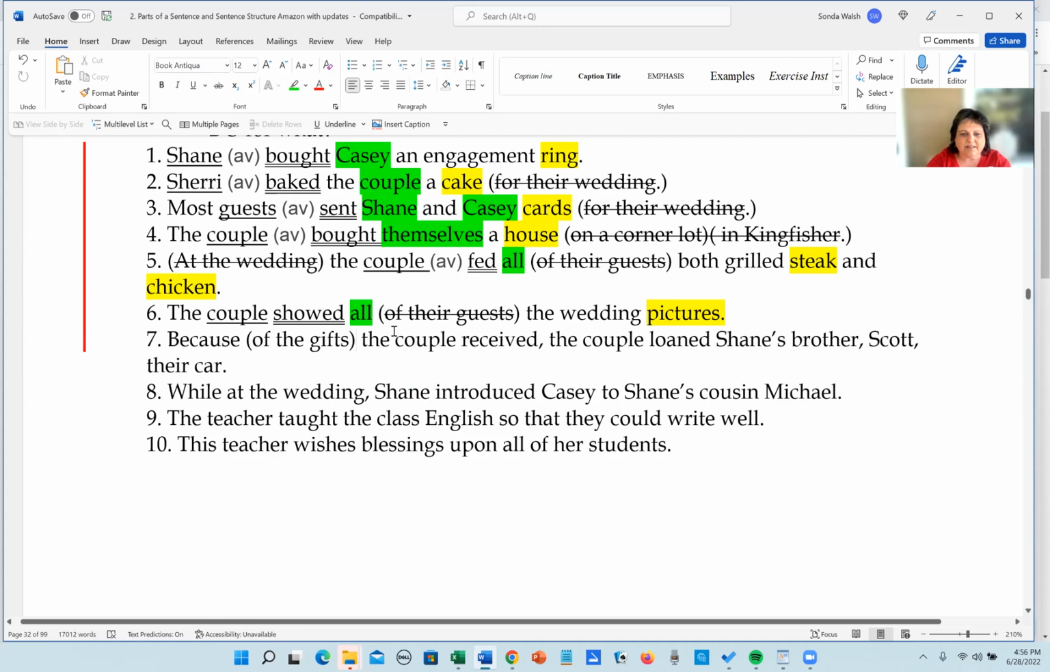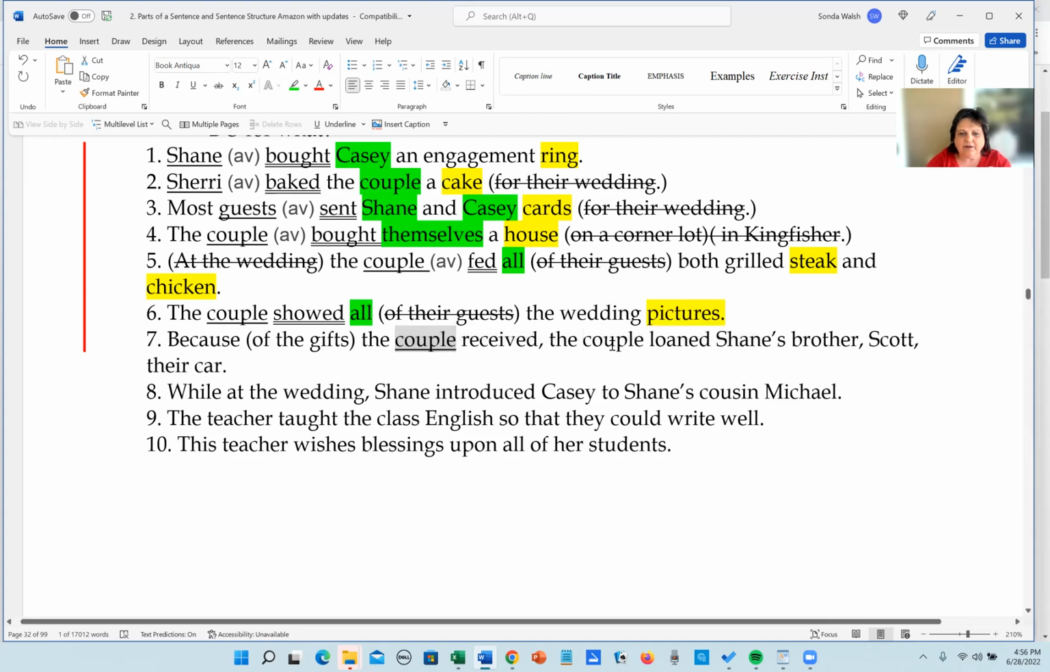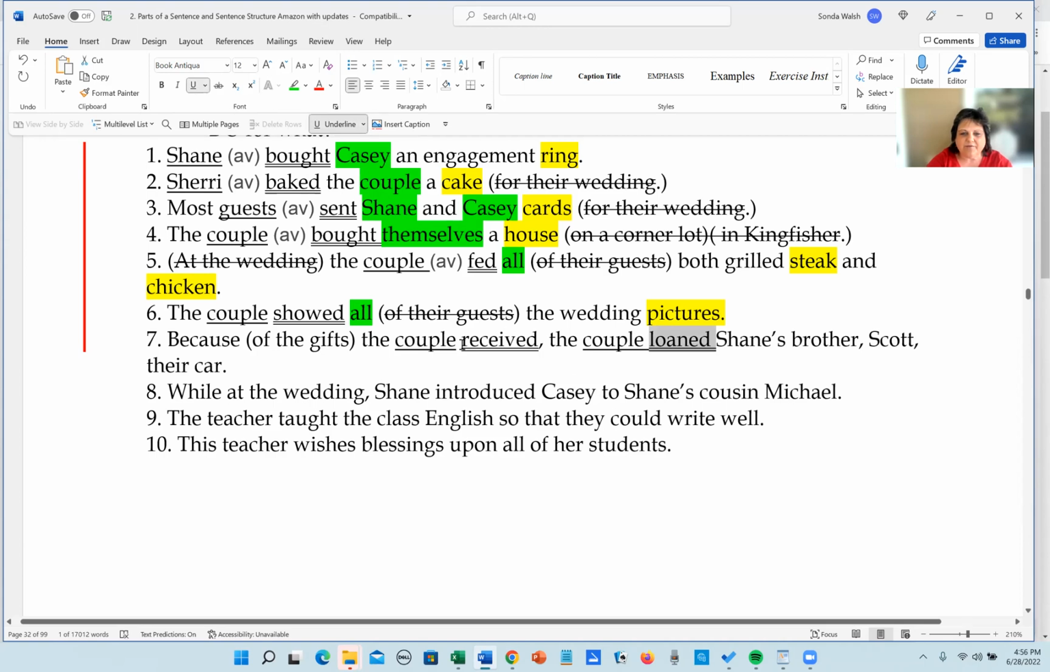Find our subjects. So couple is a subject. And here we go. Couple is a subject here. All right, couple, what did they do? Received is a verb. Let's underline that 2 times. And they loaned. Next step is identify the type of verb. Received is an action verb. Loaned is an action verb.